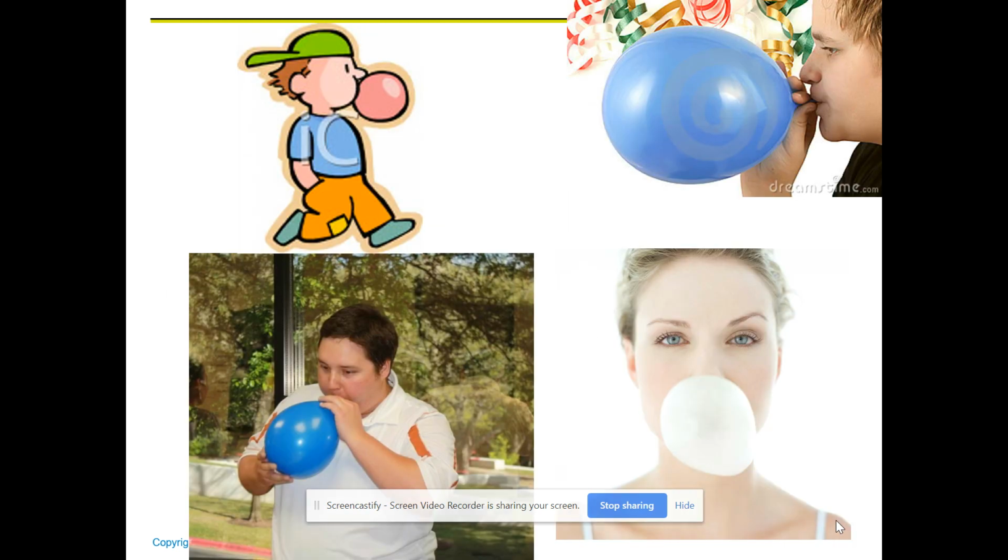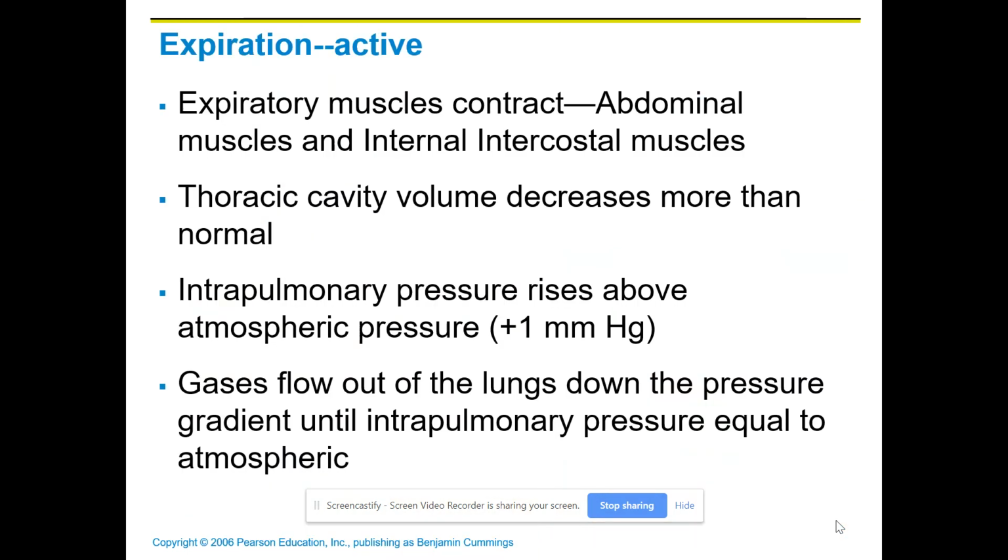So if you choose to do something like this, you're forcing air out by decreasing your volume more than it normally does. If you do this over a period of time, you actually get quite tired because those muscles, the expiratory muscles, are actually not very used to being used very much. Most of the time, our expiration is just relaxing muscles.